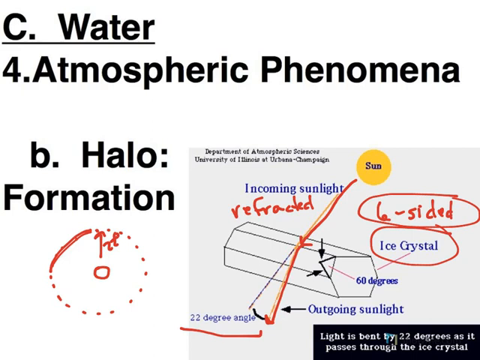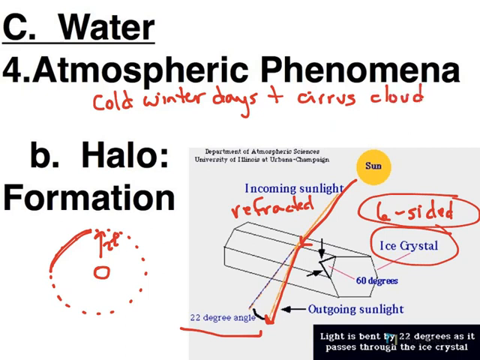So on cold winter days with some cirrus clouds, look around the sun. Don't look at the sun. Look in the vicinity of the sun and see if you see a halo around it.